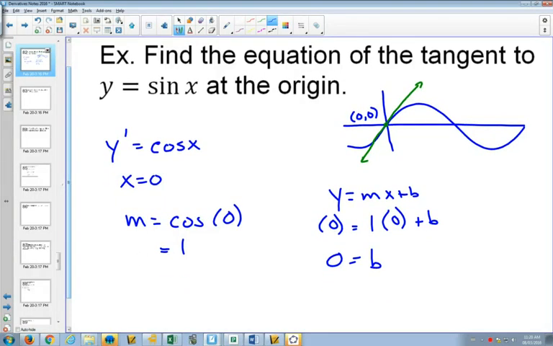Although you could see that naturally because our point was already a y-intercept. So now, what is the equation of our tangent? y equals 1x, or y equals x, is that equation.